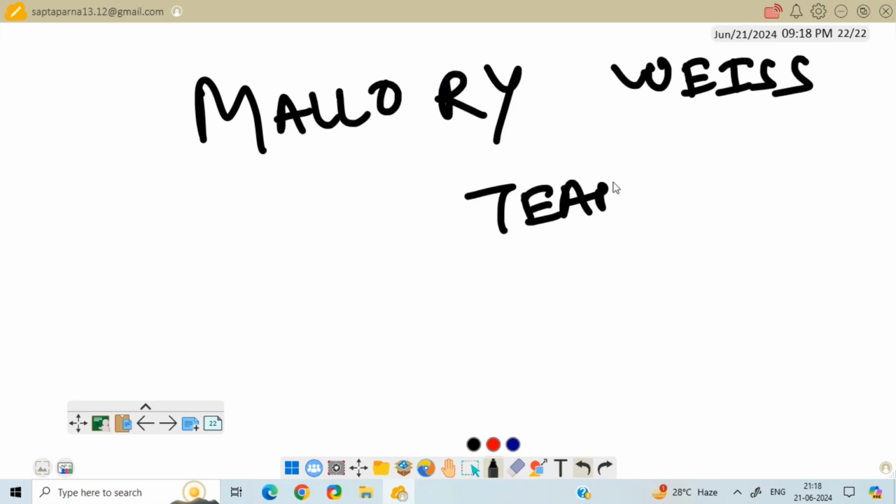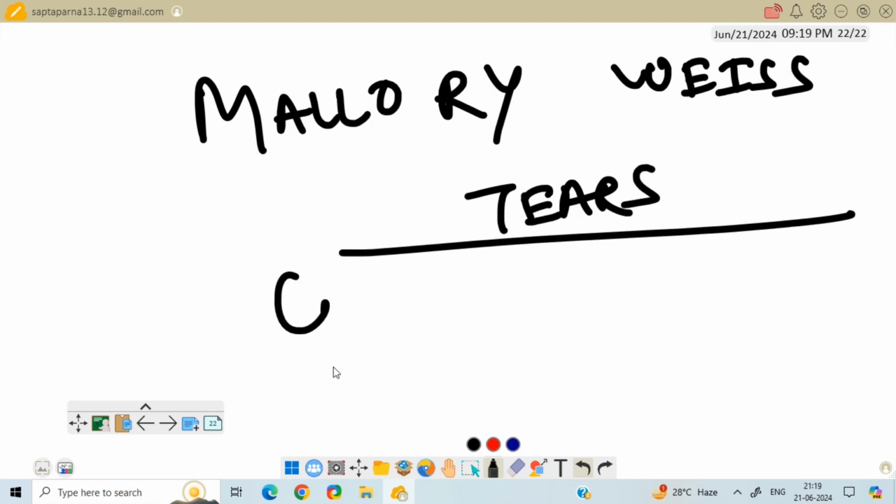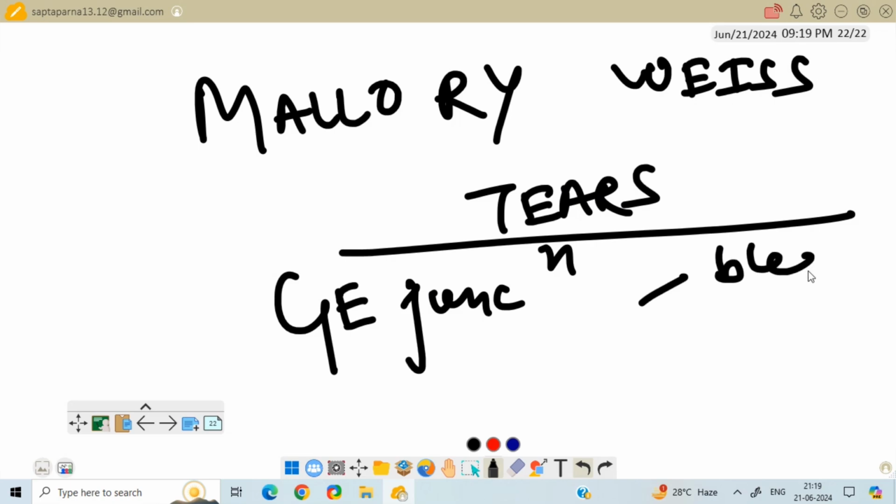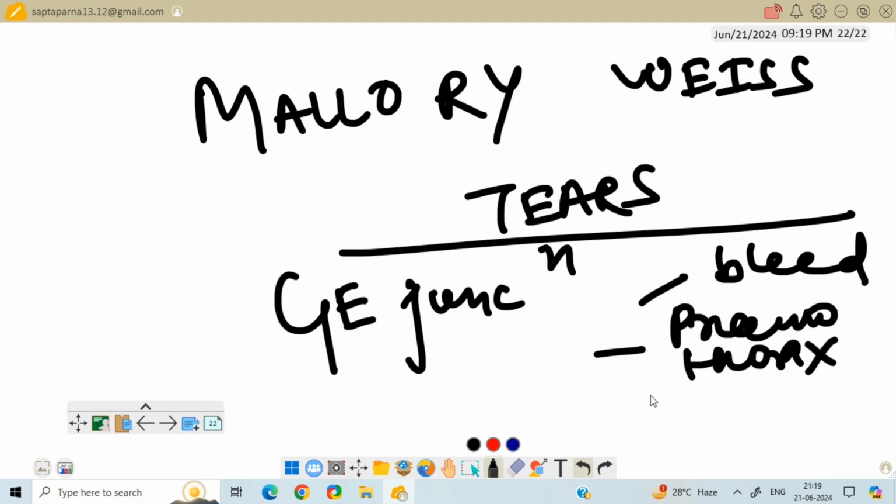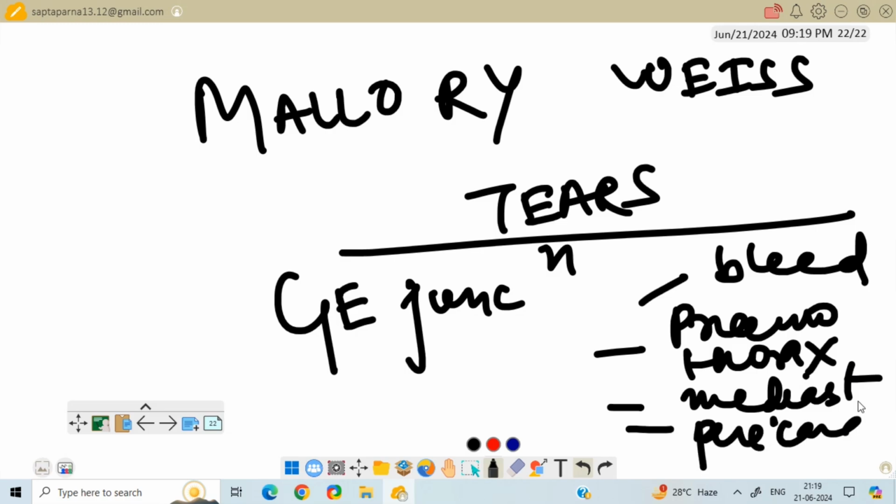Mallory-Weiss tears. What is that Mallory-Weiss tears? It is a tear at the gastroesophageal junction, which is characterized by bleeding. It can also lead to pneumothorax, pneumomediastinum, and pneumopericardium. Okay. So these are the various tears it can lead to.